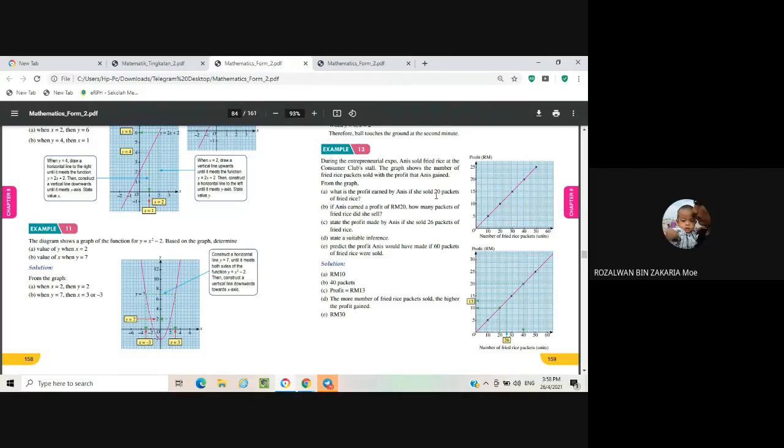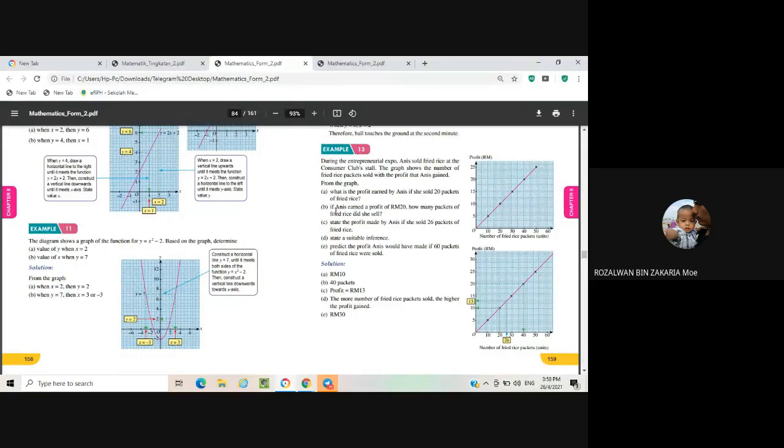10 ringgit. Yeah, 10 ringgit. So find 20 packets on which axis here? 20 packets on the x-axis. So at 20 packets here, you need to draw a dotted line. Remember, in the exam you have to show the steps. How to show the steps? Draw a vertical dotted straight line from 20 until it reaches the graph. Then draw another horizontal dotted straight line until it reaches the y-axis. Then you will get the answer, which is RM10.